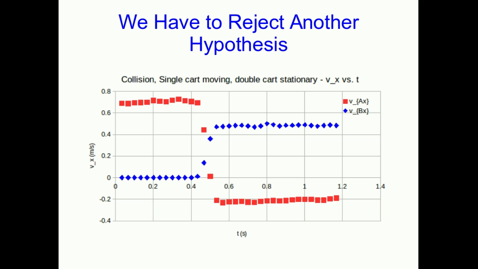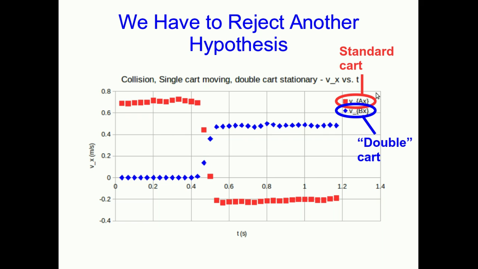If it wasn't clear to you just from watching the video of the collision that they didn't exchange velocities, maybe the Vx versus t graph makes it clearer. Look, the single cart, the red, is showing the standard cart and the blue is the double cart. The standard cart was going along at around 0.7 meters per second before the collision. Well, if they exchanged velocities, then the double cart would be going at 0.7 meters per second after, but it's clearly not. So we have to reject our hypothesis. These have not swapped velocities. That apparently, perhaps, only applies to identical carts.